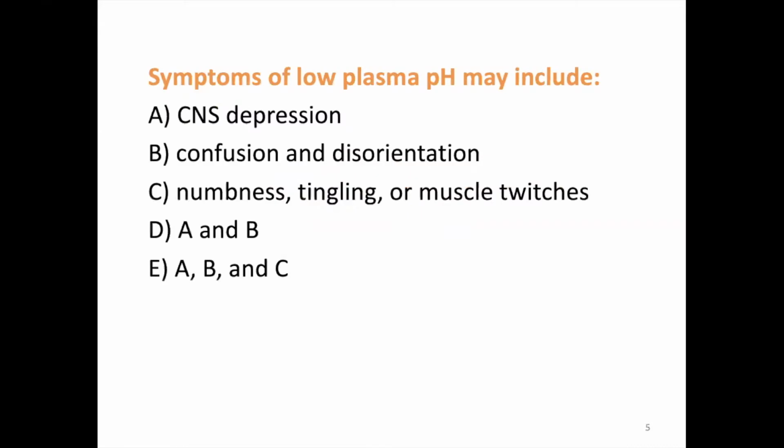So, a question for you: symptoms of a low plasma pH may include what? So, I want you to look over the questions, pause the video for you to think about it, and give an answer. Good. So we are looking for D, right? So that's A and B combined, which means symptoms of a low plasma pH include things like the central nervous system depression and confusion and disorientation.